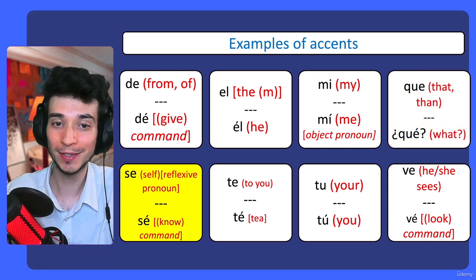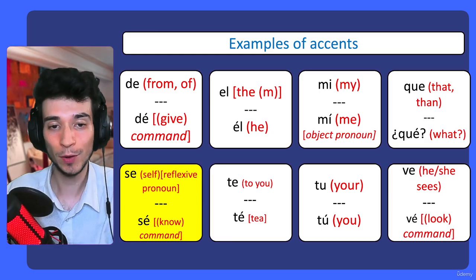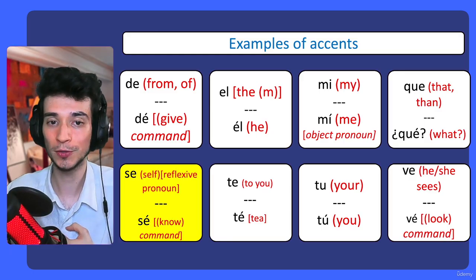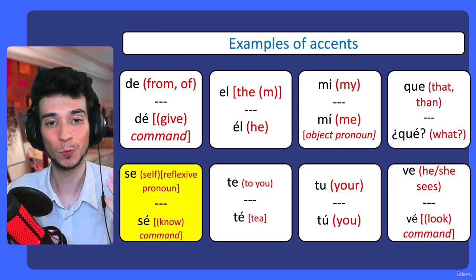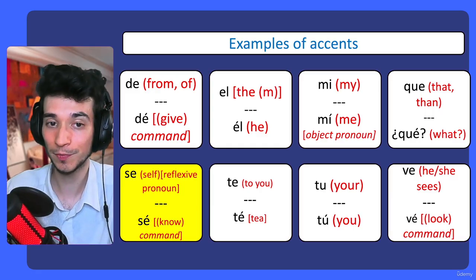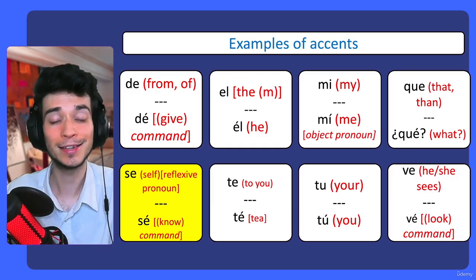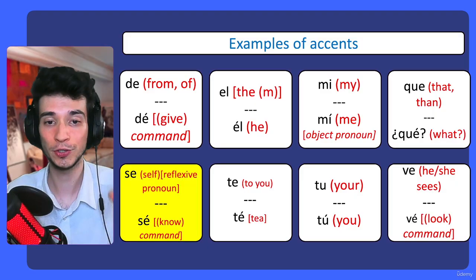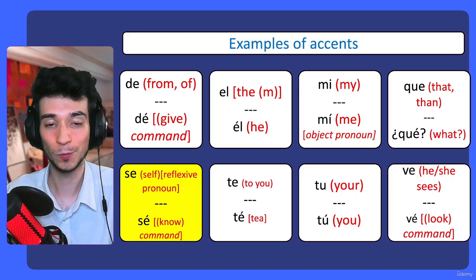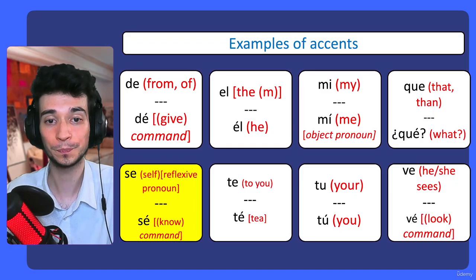Another example would be se, which is a reflexive pronoun. In Spanish, we also have reflexive verbs, which are verbs that you do to yourself. We will learn about them very soon, actually. And sé, which is a conjugation for to know. Sé, one of the more advanced conjugations.